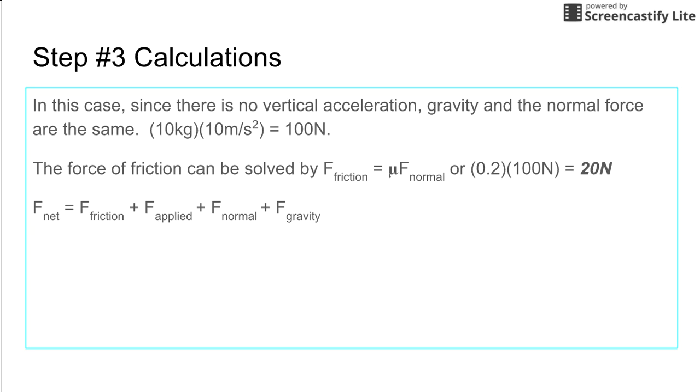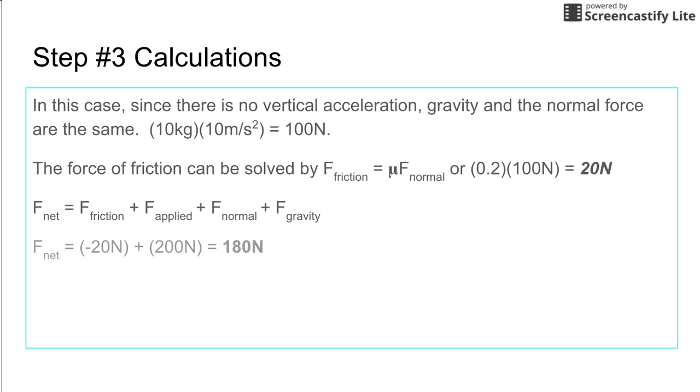Now, make sure you realize that the force of friction is negative because it's acting opposite the applied force, and also that the force of gravity is negative because it's acting down, and we consider down to be a negative direction. So as you look at this problem, you'll see that the normal force and gravity are just going to cancel because they're both 100, and one is positive and one is negative. If I add 100 newtons to negative 100 newtons, I get 0. So those just go away.